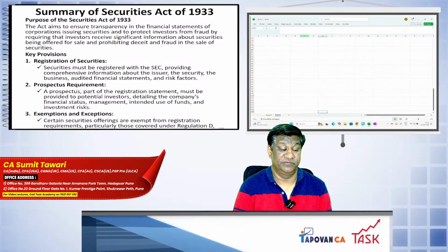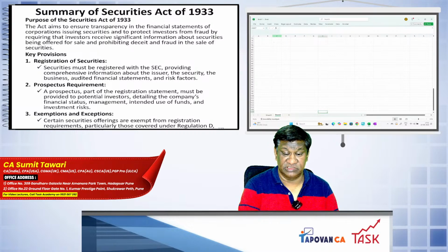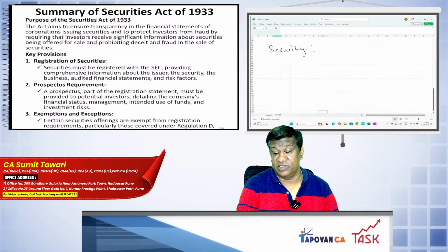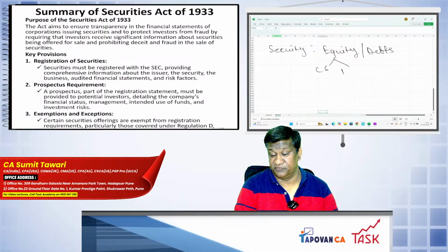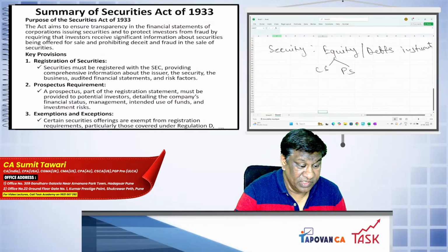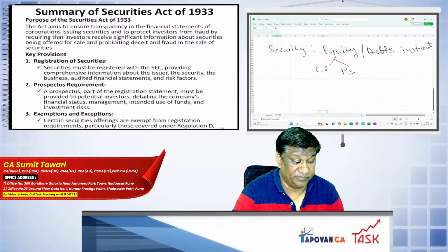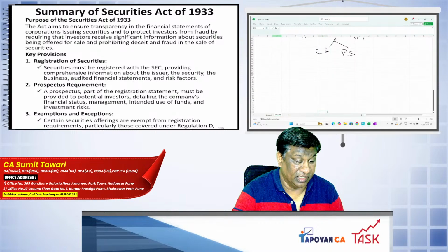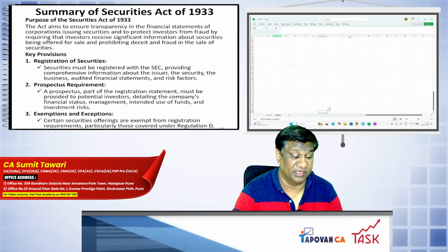Okay, registration of securities. Securities here means basically equity or debt instrument. Equity includes both common stock as well as preference stock. Okay. So securities must be registered with the SEC, providing comprehensive information about the issuer, the security, the business, audited financial statements, and the risk factors.